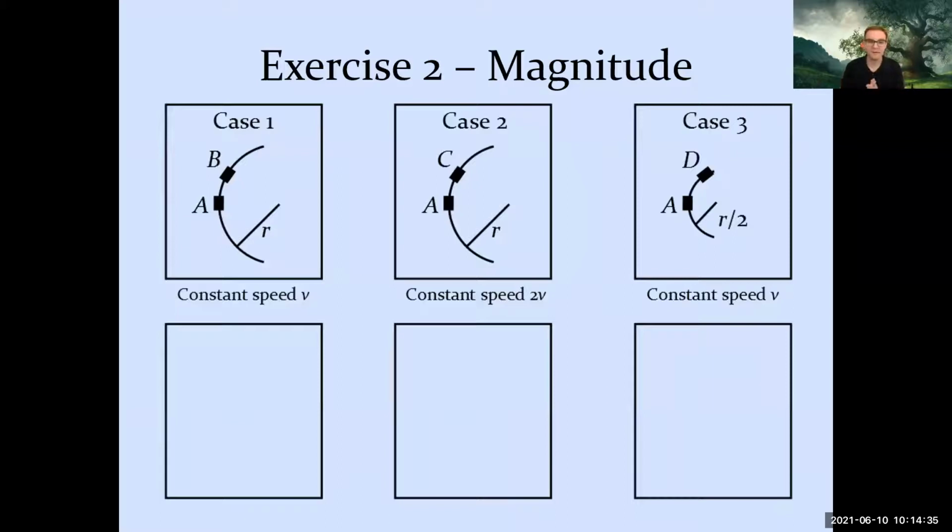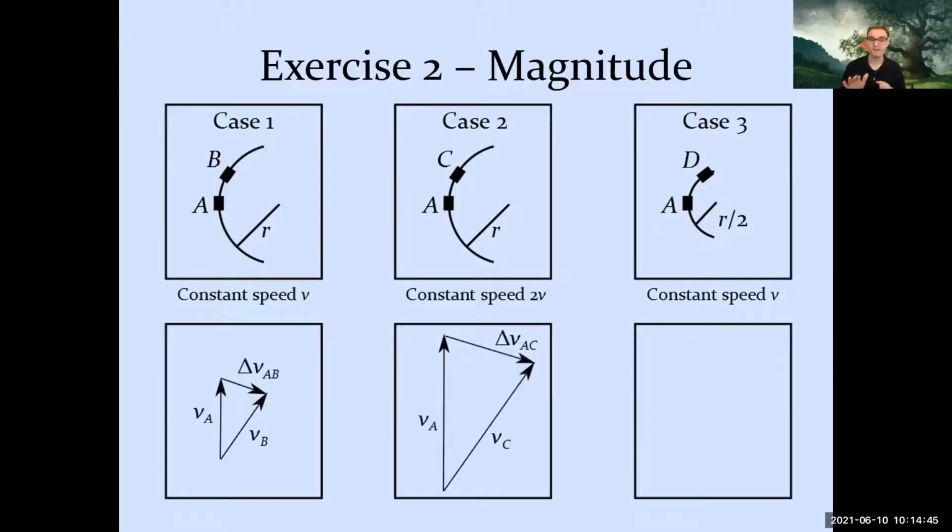Again, I've got my three situations. I know that the velocity should always point tangent to the curve. I know what the speed is in each case. I'm going to go ahead and draw these vectors. Here is the first case. Here is the second case.